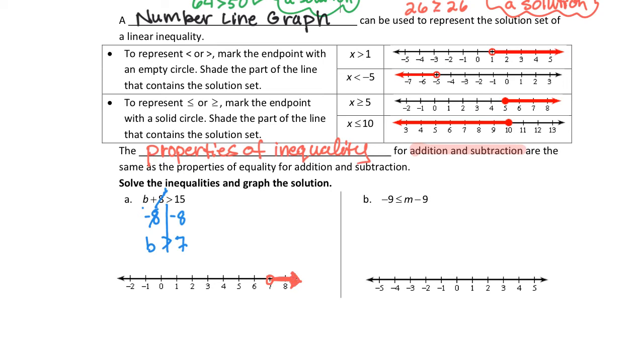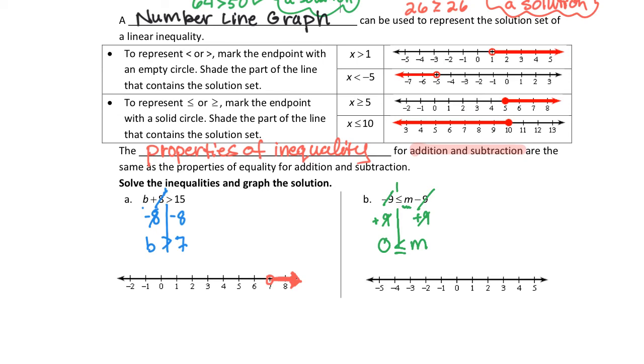In the next example, this one's a little bit trickier. We're going to put our line down the inequality. We can see we've got to solve for m. The easiest way is just to add 9 to both sides. And I end up with, this cancels, but it cancels on the other side. Don't forget that canceling creates a 0. So negative 9 plus 9 equals 0. 0 is less than m.